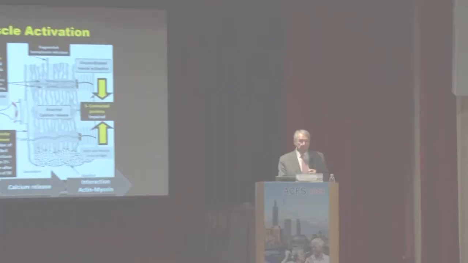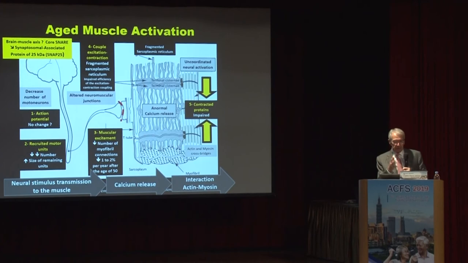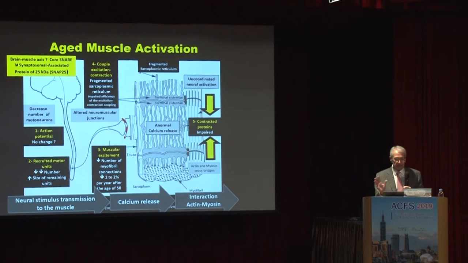More than that, now they are thinking, and more so in 2019, they are saying that there is one direct brain-muscle axis. And this is linked to a synaptosomal associated protein.